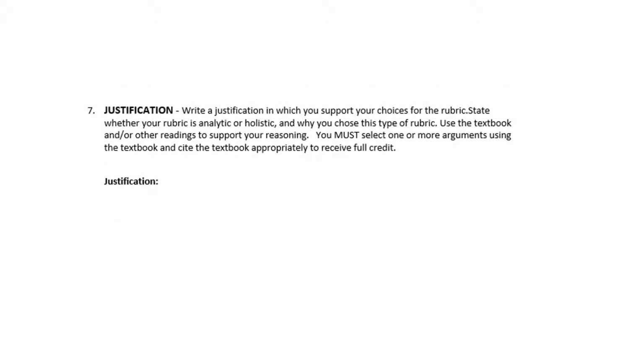Finally, you're going to write a justification that supports your choice for the rubric. State whether your rubric is analytic or holistic, and why you chose this type of rubric. Use the textbook and/or other readings to support your reasoning. You must select one or more arguments using the textbook and cite the textbook appropriately to receive full credit. So if I don't see a citation from the textbook, you won't get full credit on this section.